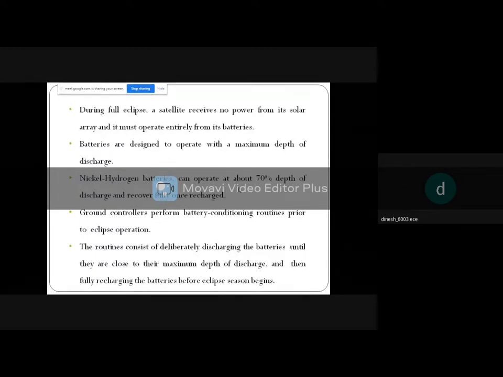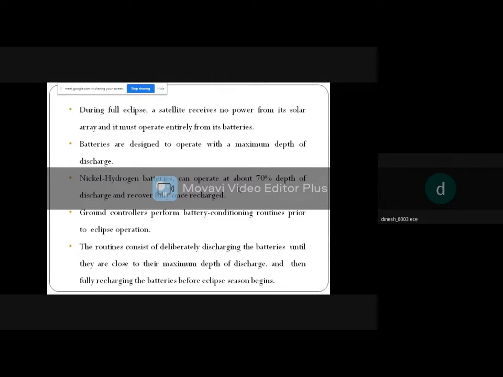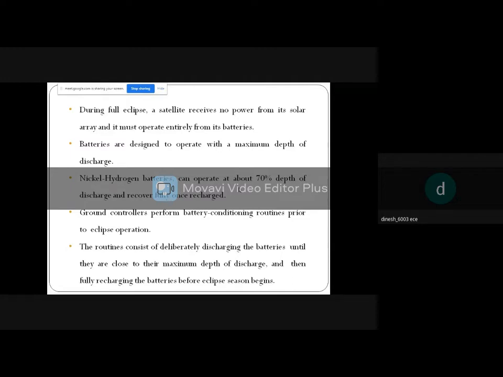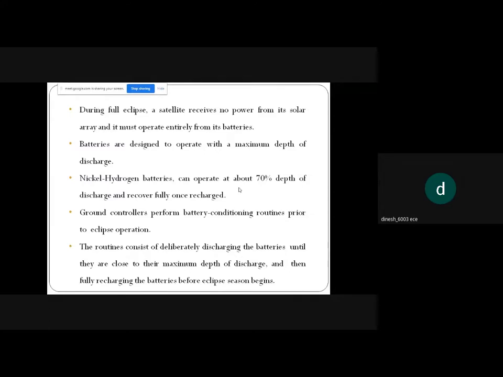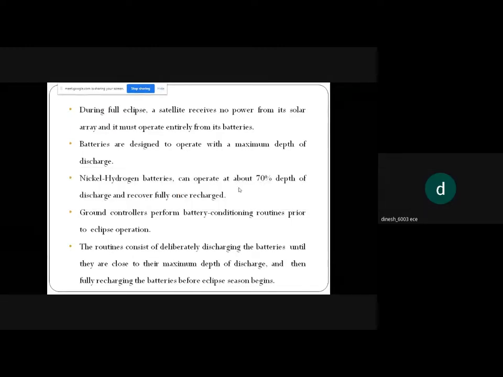So during a full eclipse, a satellite receives no power. If it doesn't get power, what will it do? It cannot get the power for working. So the satellite will not send signals to the earth station during that period. So it must operate only on batteries, because communication is important. The satellite will take power from batteries. So the battery should be designed with maximum depth of discharge. For example, the used battery types are nickel hydrogen batteries, which have about 70% depth of discharge and recover fully once recharged. So those types of batteries are used in satellites.